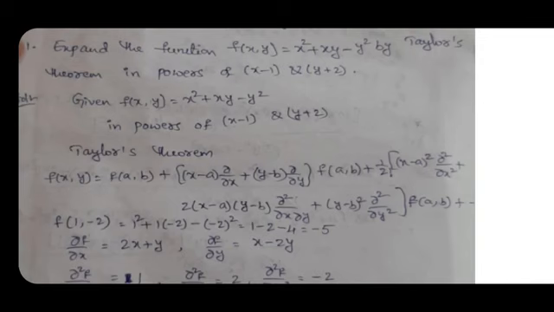First we know what that is. The given function is a second degree polynomial, that is in terms of x and y. If we do the partial differentiation, what happens here? Dou by dou x, that will be 2x. Dou square by dou x square, that will be 2. If we take dou cube by dou x cube, that will be 0. So that means the third order will be 0. If we take up to second order, that is enough.